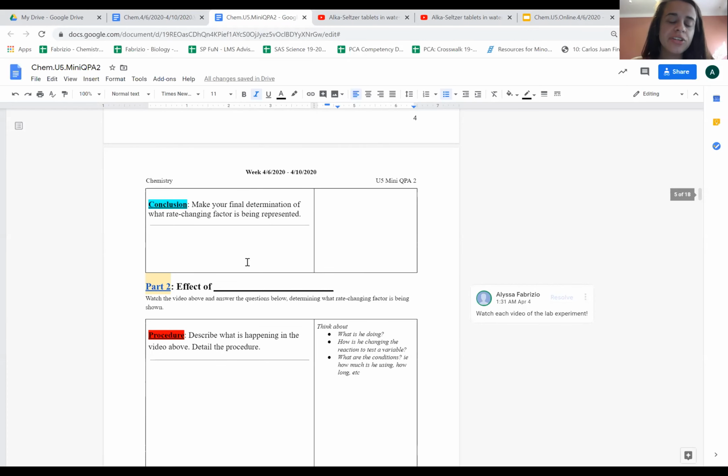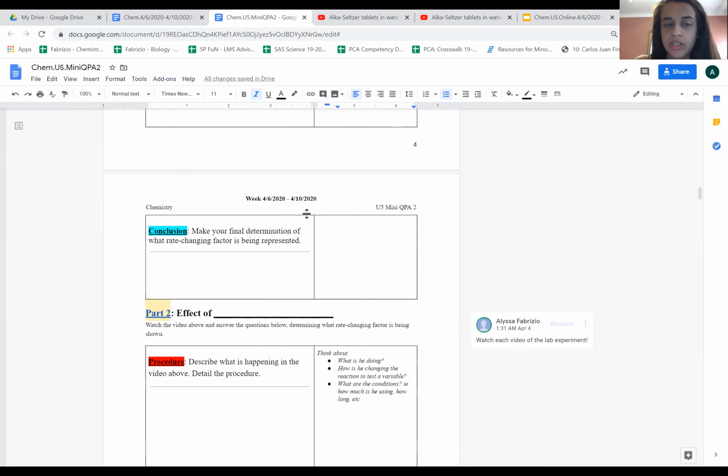And then finally, you just have your conclusion, where you're telling me for certain, okay, I believe that temperature is the factor being represented here. By the end of today, you guys should have completed up until the very tip top of page 5. Let's pace ourselves with this.